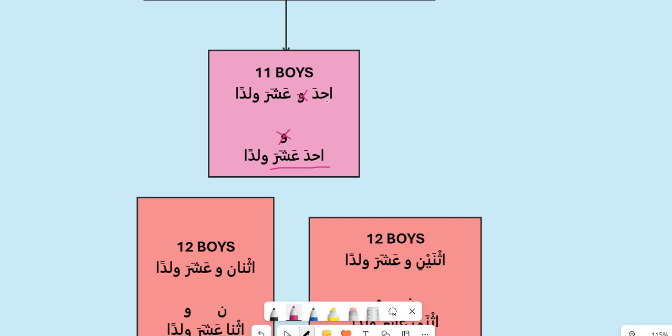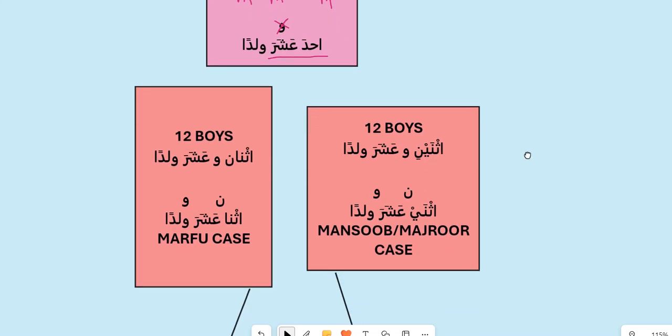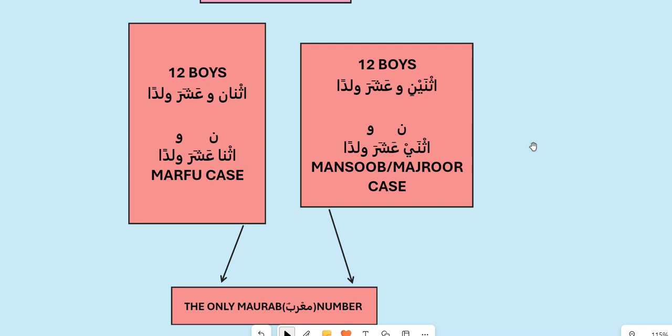So now let's check number 12. Number 12 is a bit different because it's morab. Morab means changing. It changes its structure because the number 2 represents duality, meaning 1 plus 1. So in the Arab, in the Mansub and Majroor, it changes its structure. So let's check the example first. I have taken here 12 boys. That means Ithnan wa ashara waladan. The original number should be said like this: Ithnan wa ashara waladan.